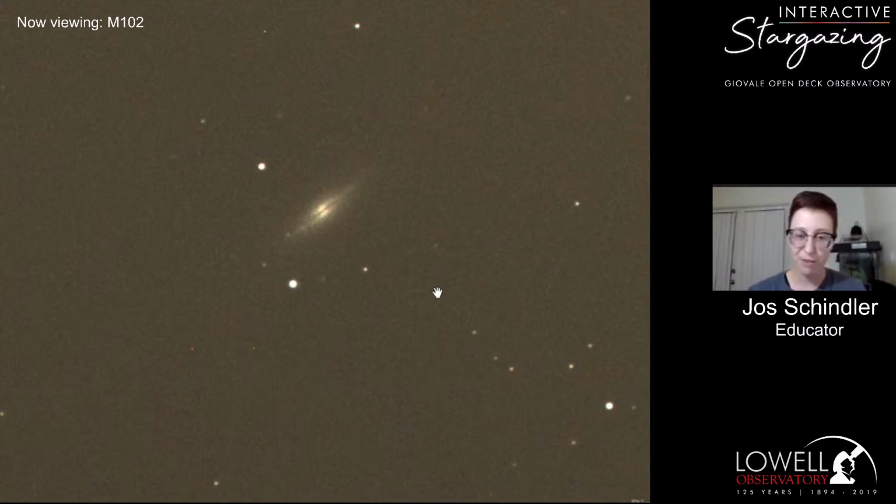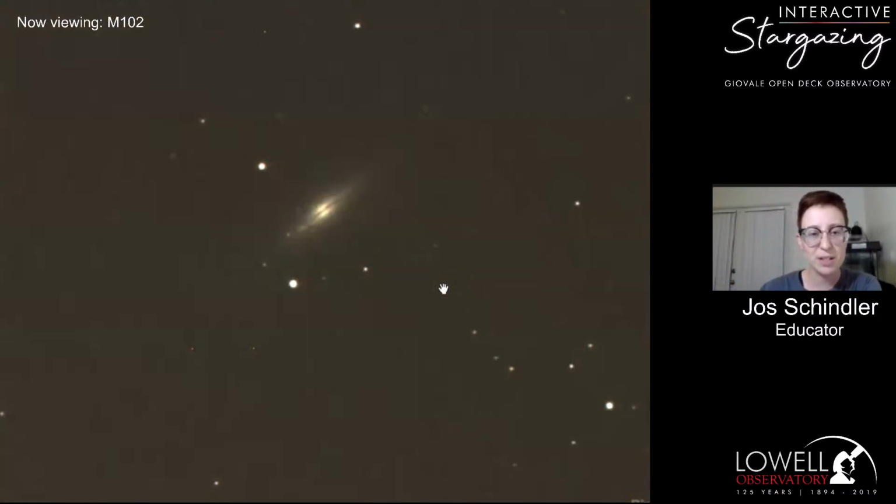Now, this one's about 50 million light years away. It's also just a little bit more than half the size of our galaxy, at about 60,000 light years across. So this one's a little bit smaller for a spiral galaxy, anyway.